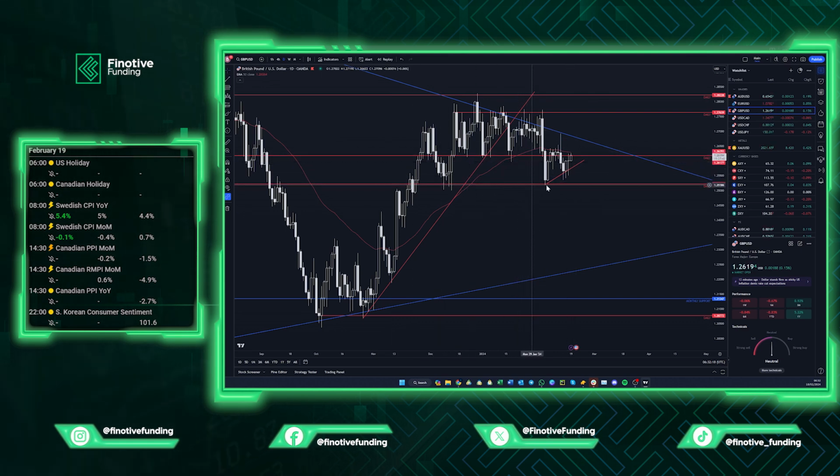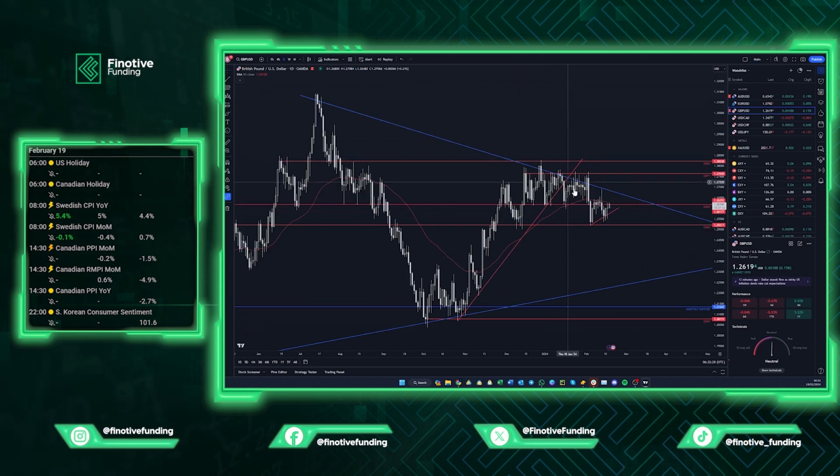I think it just needs a little bit of momentum. It's tested this support level, which is obviously strong enough for it to halt that dollar strength. But yeah, we'll just see how that gets on this week. I reckon still we're going to see a push to the downside.